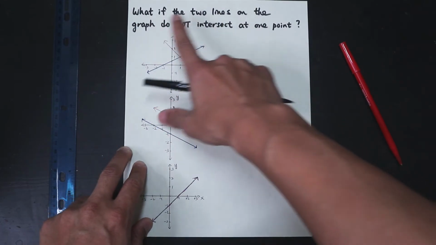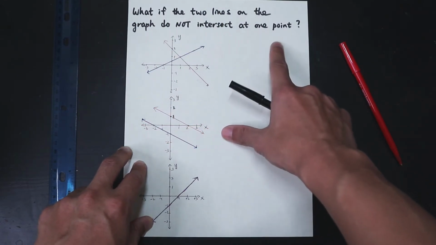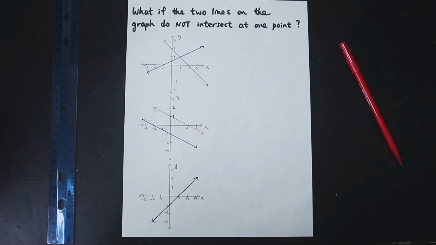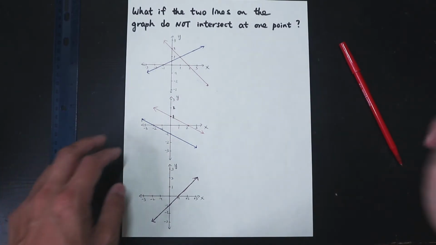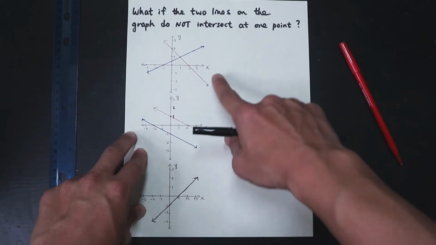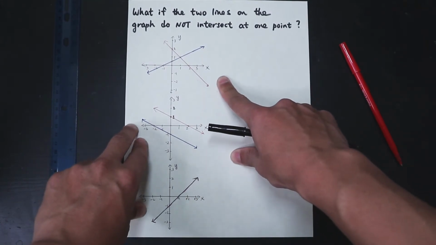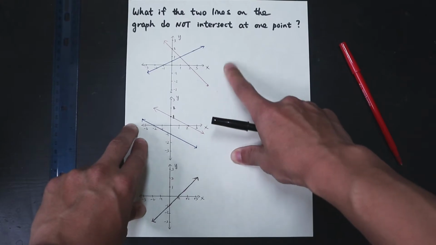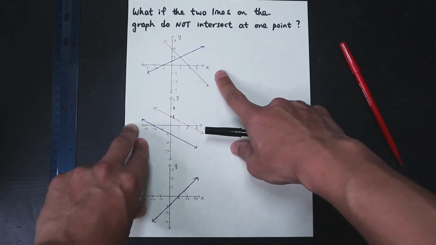So I'm pretty sure some of you are probably going to ask this question. What if two lines on the graph do not intersect at one point? I mean, so far we have looked at all the lines that intersect, but what happens if they don't intersect? What are you going to do? Well, let's take a look at 3 possible cases.